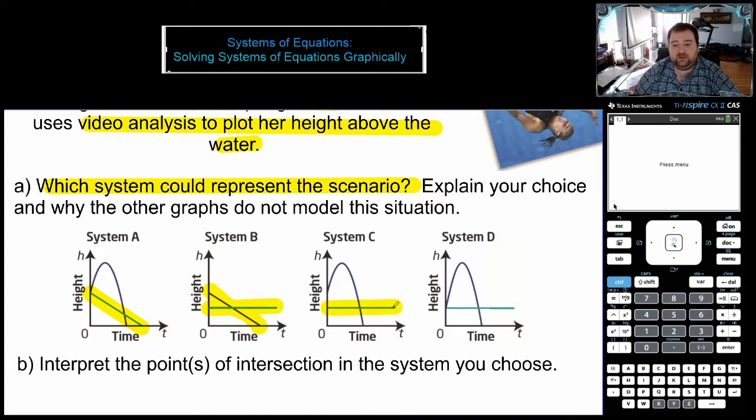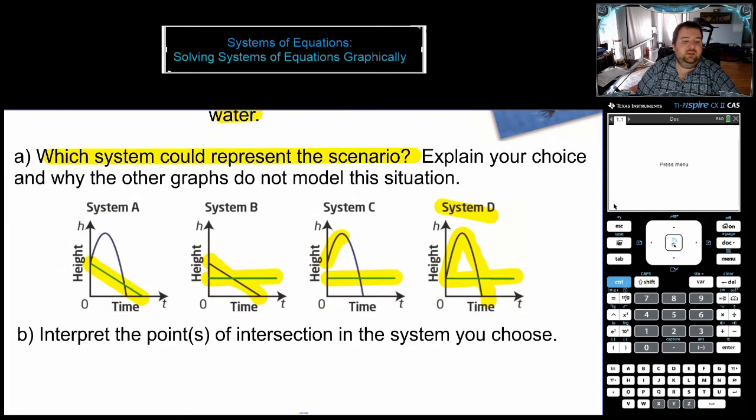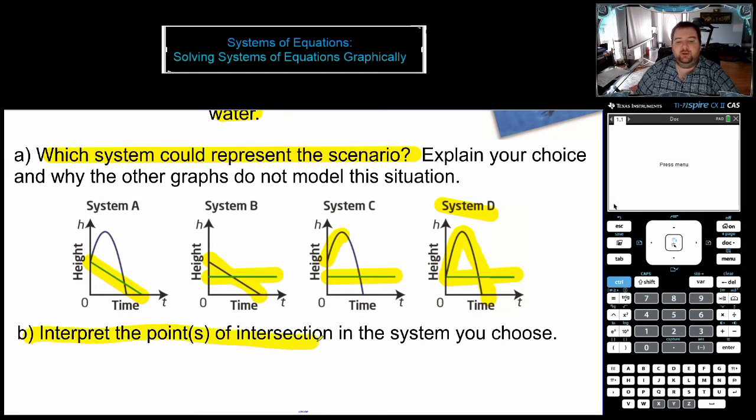Let's look at this one. So we have a stationary diving board, which is good. But again, she's starting way above the diving board. You can't be jumping out of midair. She has to be standing on the diving board. So it must be this one here, where you have a stationary height for your diving board, which is not going to be moving. You start at that height and jump above it, and then you fall back in the water. So the answer has to be system D, and we just interpreted the points of intersection for the system we chose. So that's it for this example.